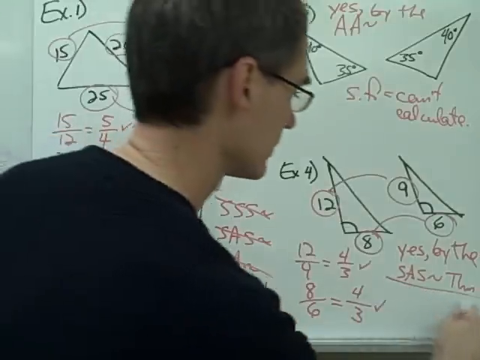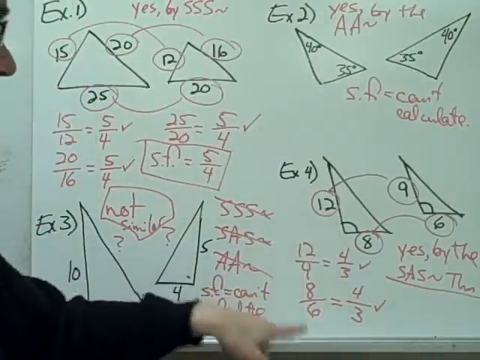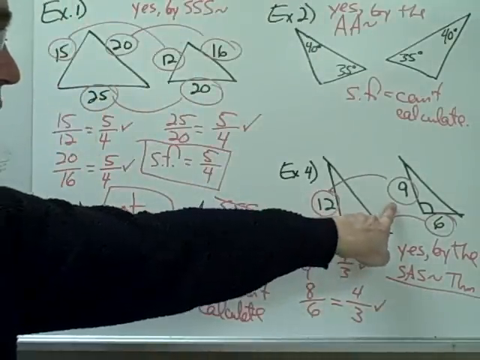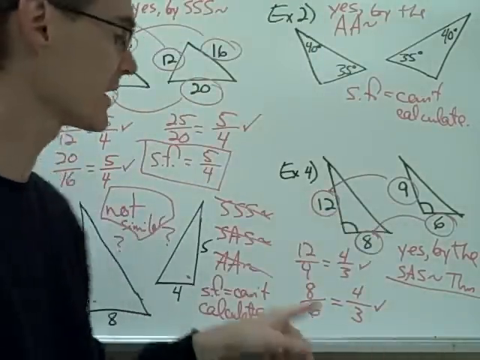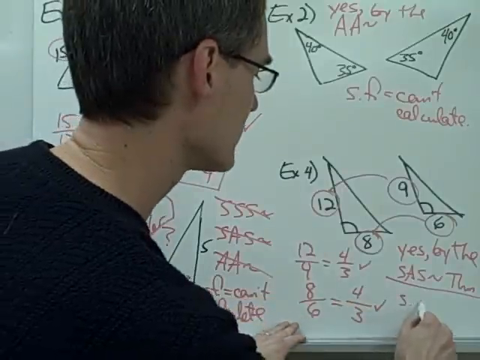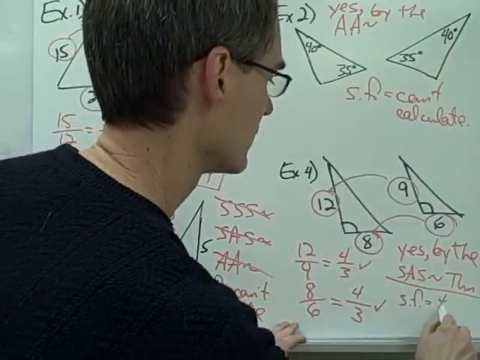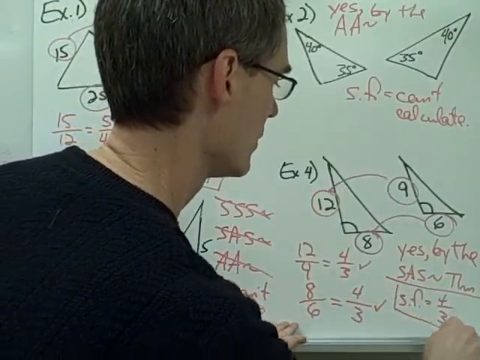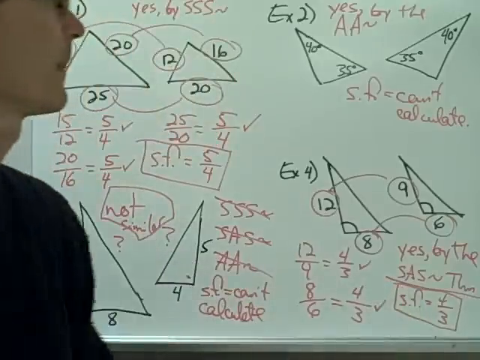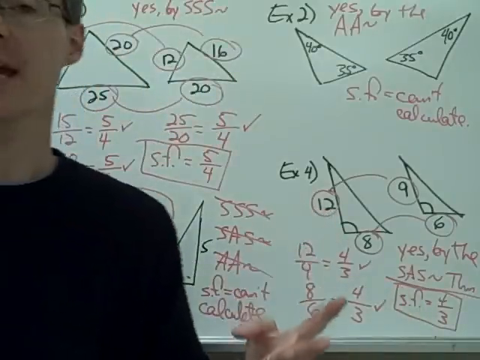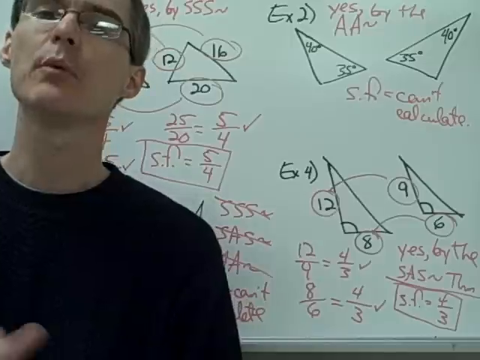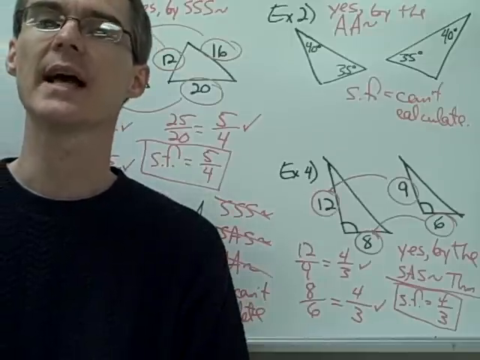And I know that my scale factor, which I've already calculated, that's just the ratio of any two corresponding sides, my scale factor is 4 over 3. Now you have 4 more examples. I want you to do those on your own, and we'll take a look at your answers to those in class tomorrow.